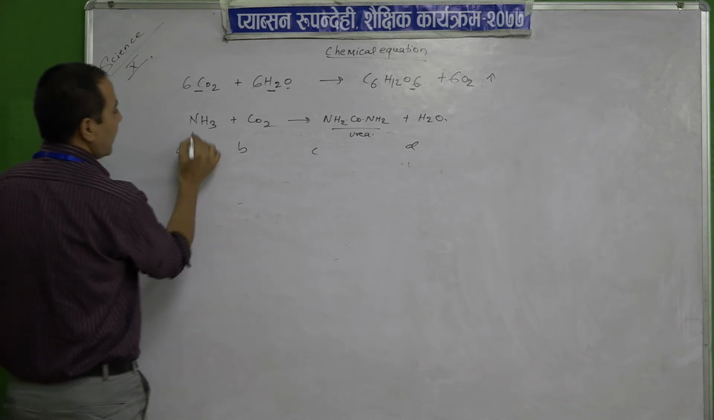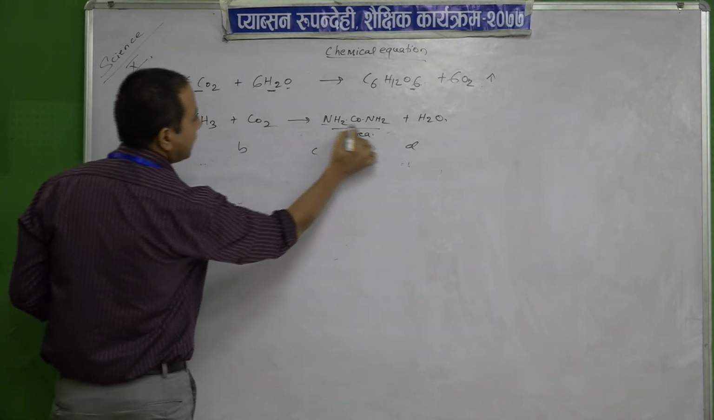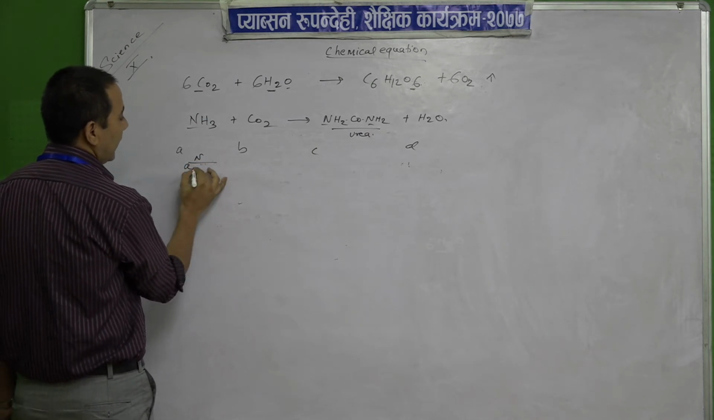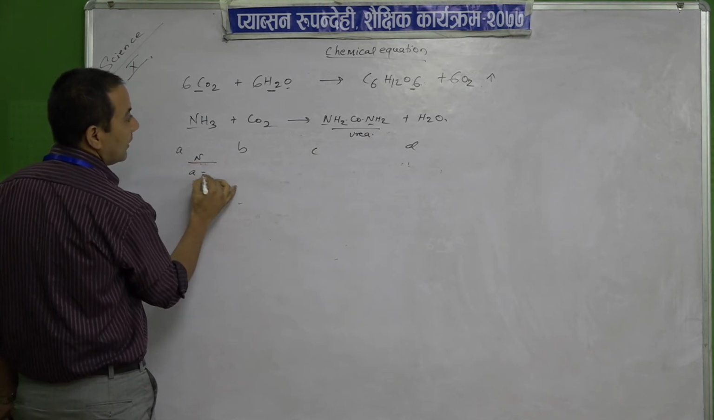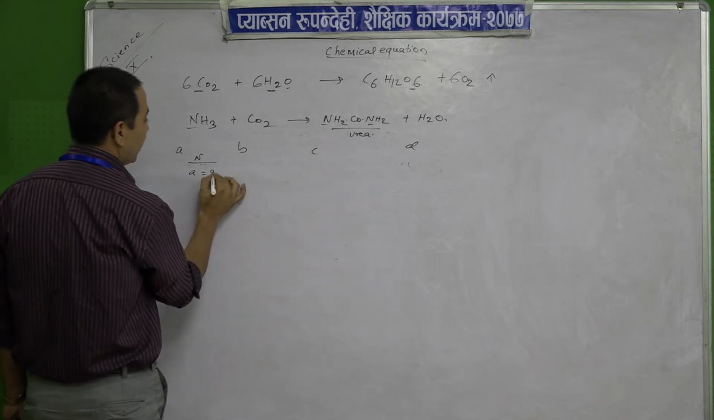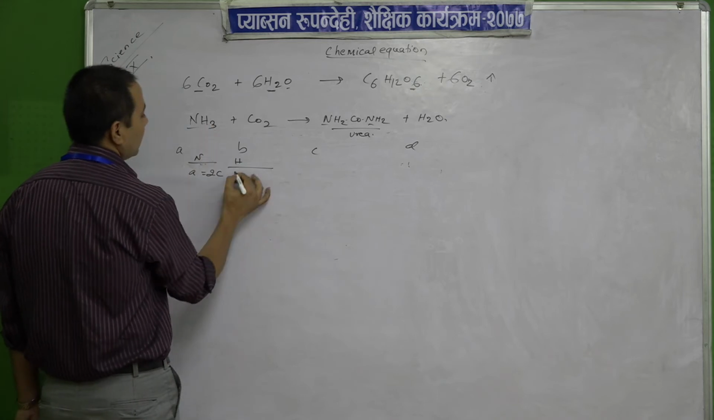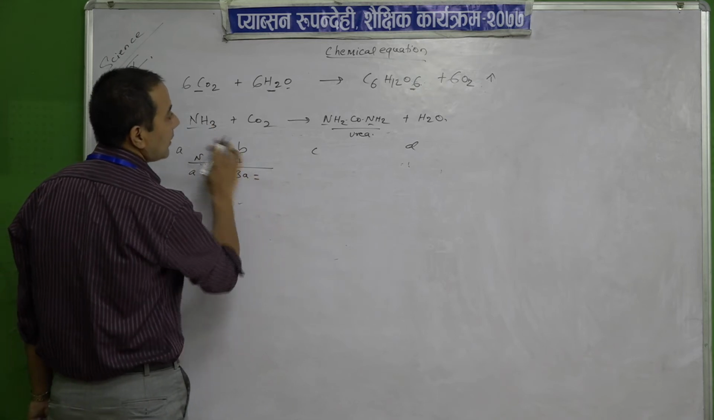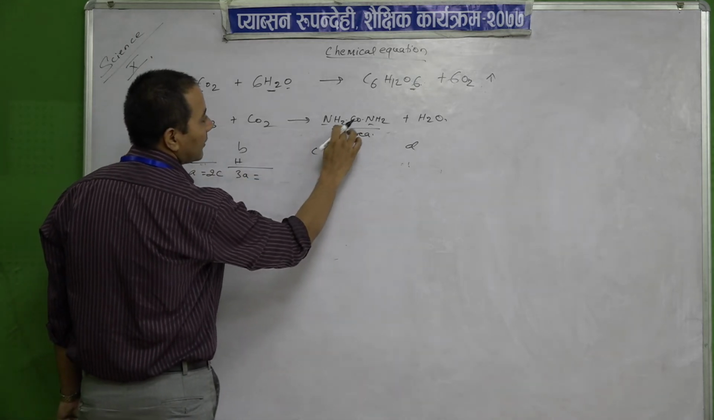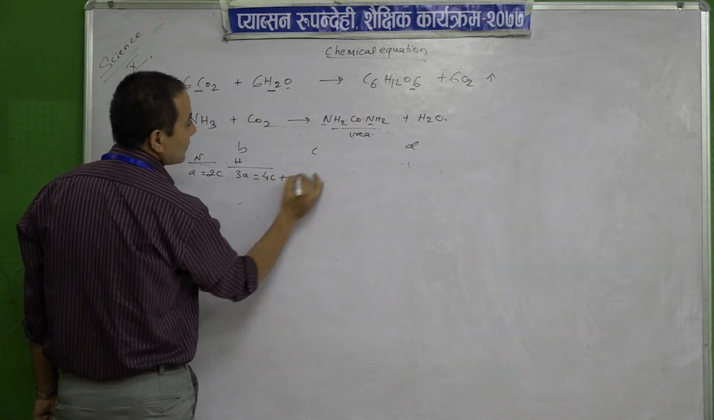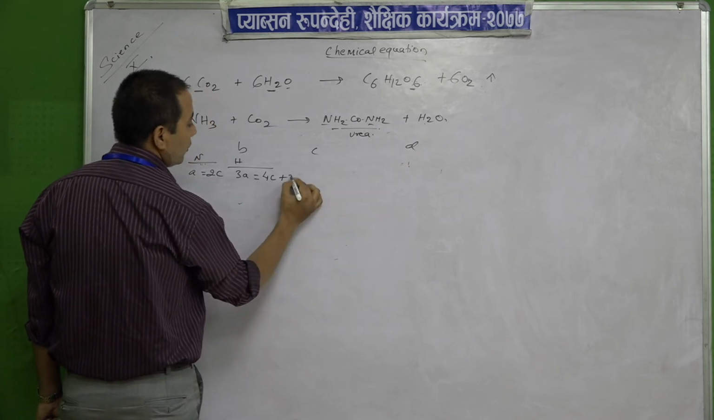Okay, so nitrogen, how much? Nitrogen 2 here, and A equals to N upon A equals to how much? A equals to 2C. Yes, hydrogen. Hydrogen how much? 3A equals to hydrogen, where it is? Hydrogen is here, 2, 2, 4. 4C plus hydrogen here 2D.